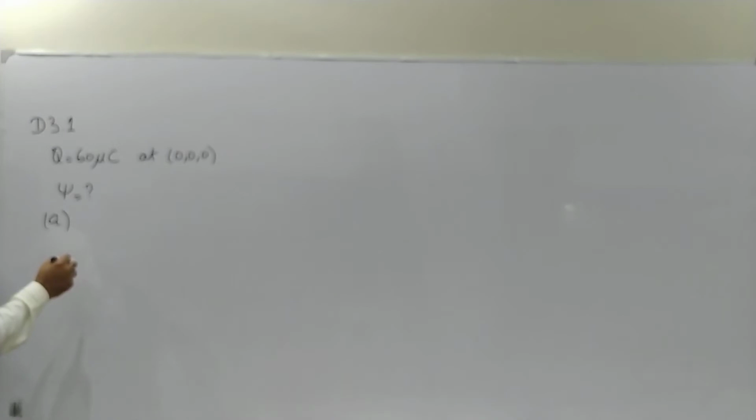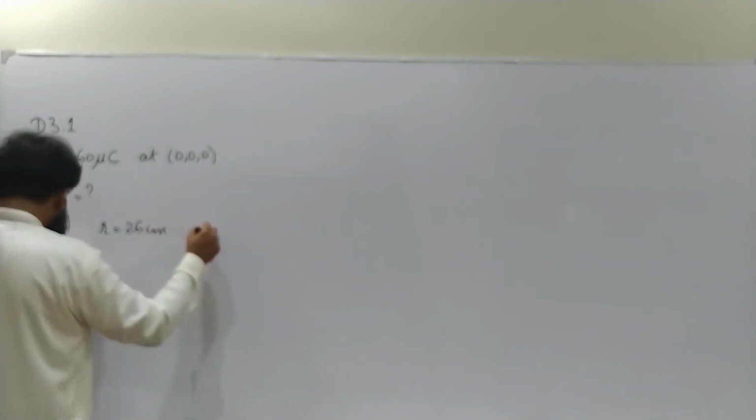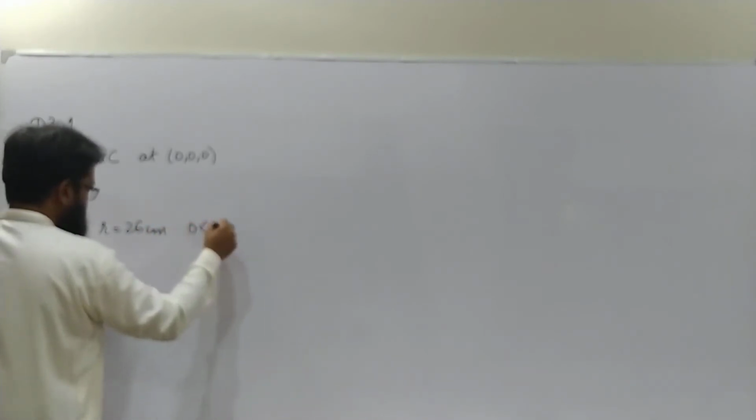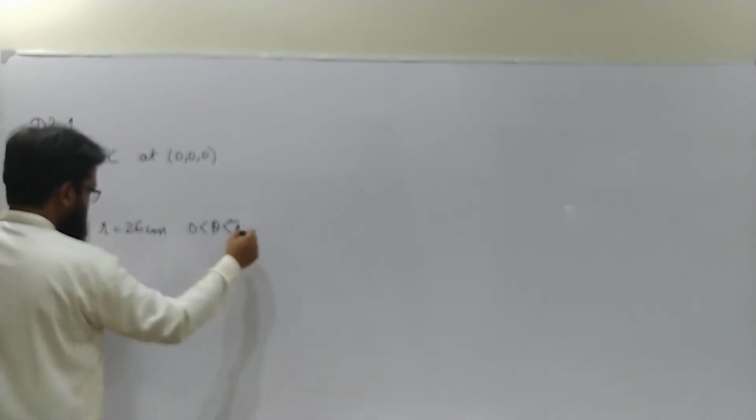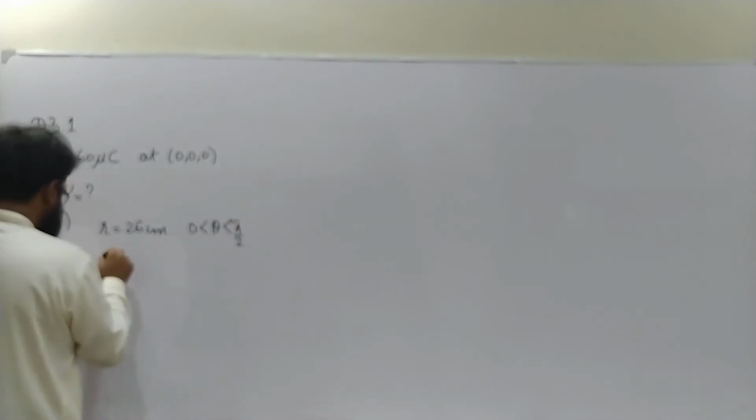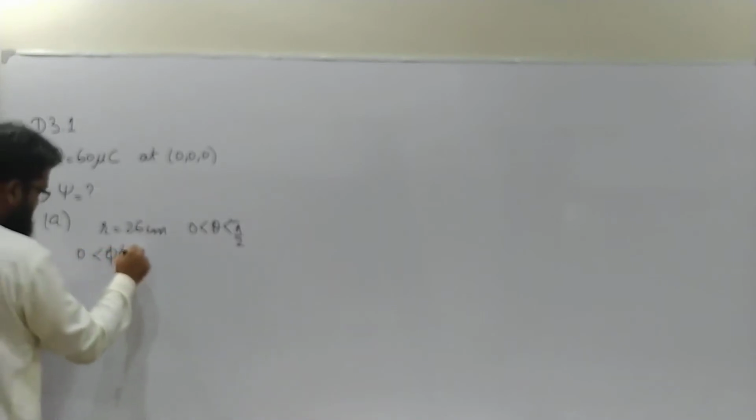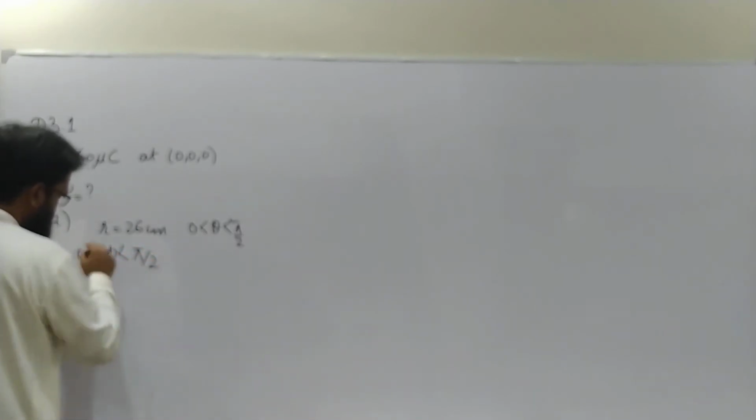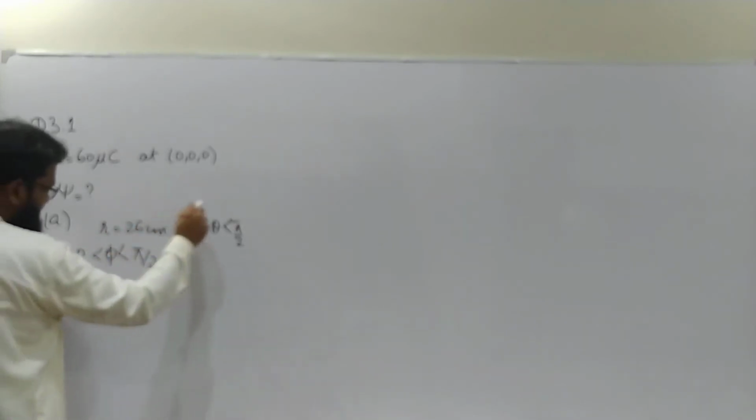Portion of the sphere r equals 26 centimeters, bounded by so and so. So r is 26 centimeters and theta is from 0 to pi by 2. Maximum limits of theta are 0 to pi, and phi from how much? 0 to pi by 2. So specifically what we are talking about is a sphere which is lying in the first octant.